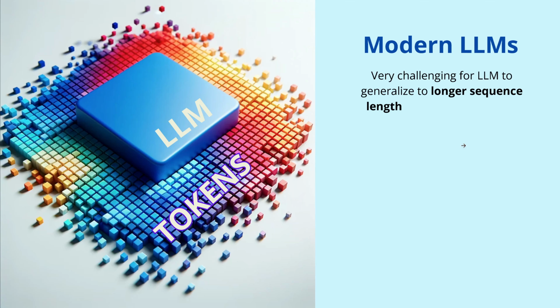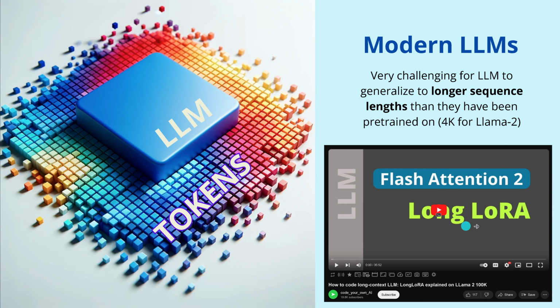Hello, community. You know that modern LLMs have a problem with long sequence length than they have been pre-trained on, for example 4K token length for the Llama 2 model. Now, in one of my last videos about LongLoRA, I showed you how we can build a Llama 2 model with 100K token length. But today we look at something new.